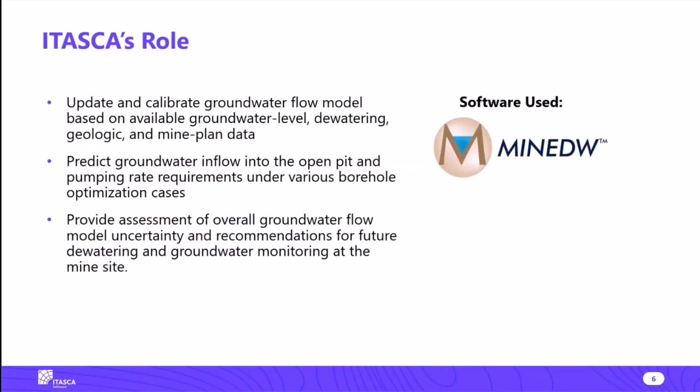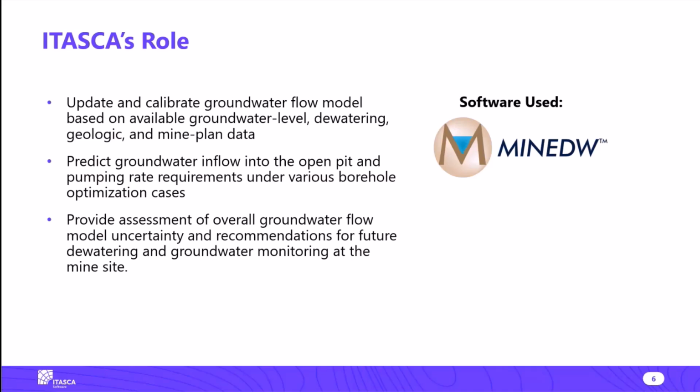ITASCA's role in this project was to use the provided groundwater level, dewatering rates, and geologic mine plan data to update and calibrate a groundwater flow model. Once model calibration was complete, we used the model to predict groundwater inflow into the open pit and determine pumping rate requirements under various optimization cases.